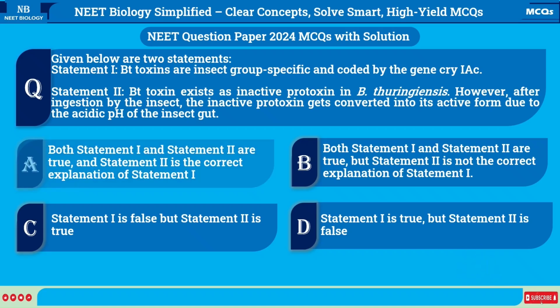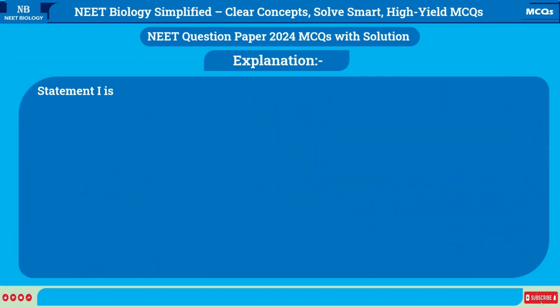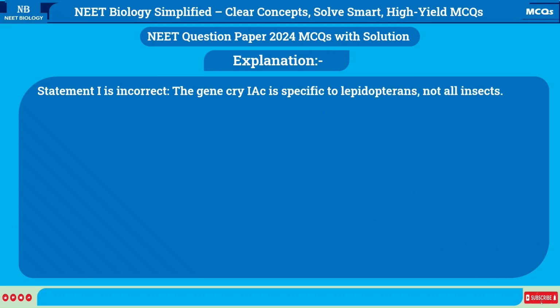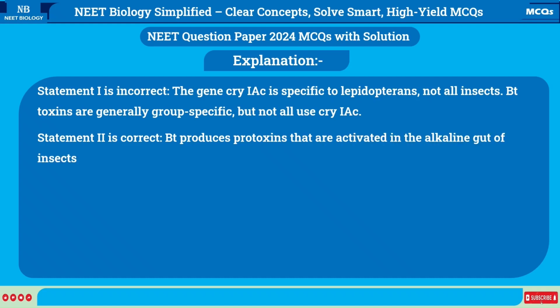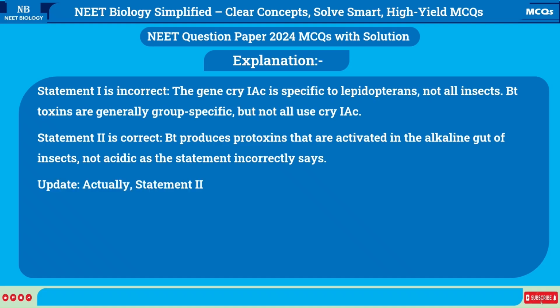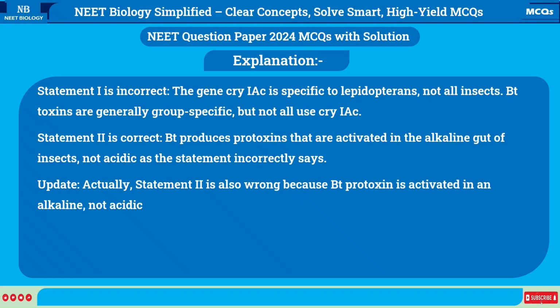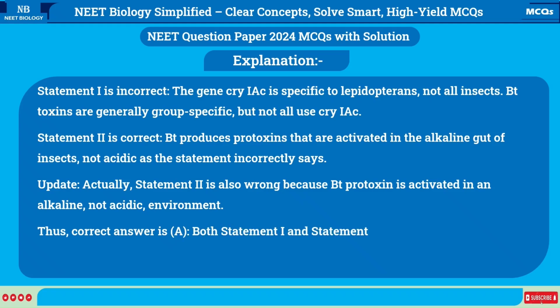Correct answer is C. Statement 1 is false but Statement 2 is true. Explanation: Statement 1 is incorrect. The gene cry1Ac is specific to lepidopterans, not all insects. Bt toxins are generally group specific, but not all use cry1Ac. Statement 2 is correct. Bt produces protoxins that are activated in the alkaline gut of insects, not acidic as the statement incorrectly says. Update: Actually, Statement 2 is also wrong because Bt protoxin is activated in an alkaline, not acidic, environment. Thus, correct answer is A. Both Statement 1 and Statement 2 are false.